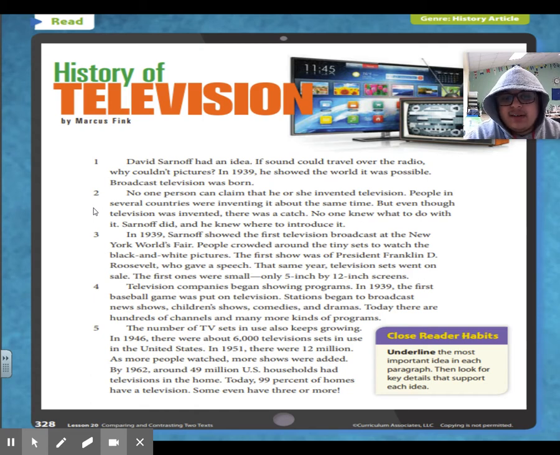People crowded around the tiny sets to watch the black and white pictures. The first show was of President Franklin D. Roosevelt, who gave a speech. That same year, television sets went on sale. The first ones were small, only 5 by 12-inch screens. So that is almost like this, probably a little smaller than this. So imagine your TV screen being this big.